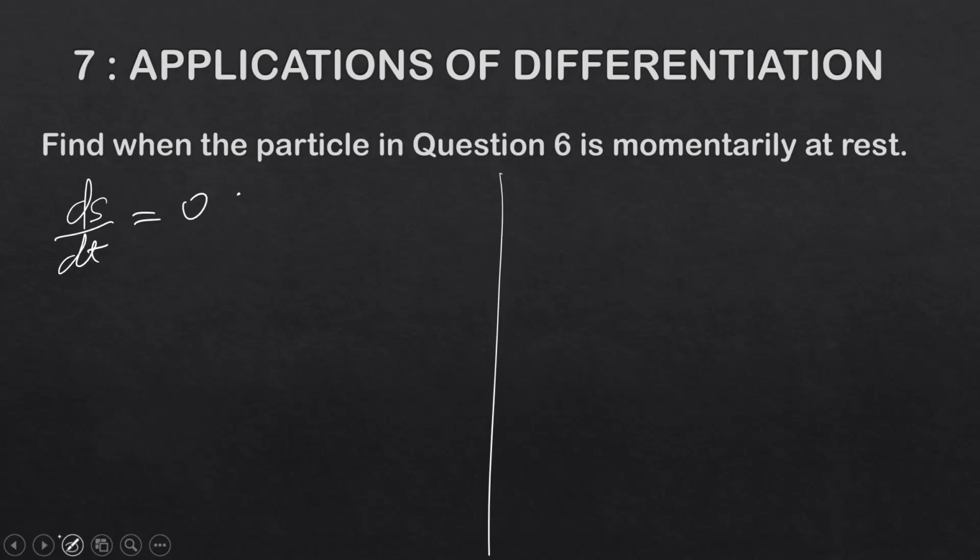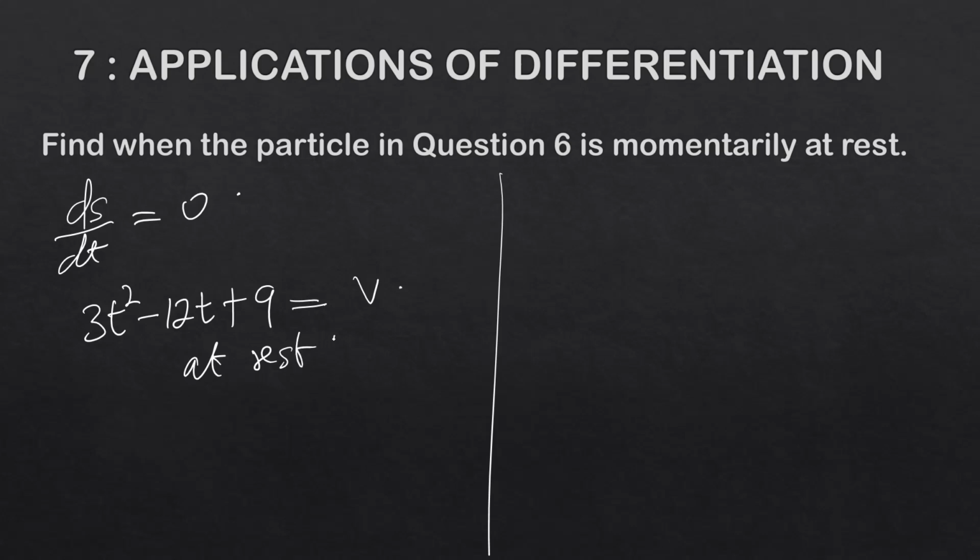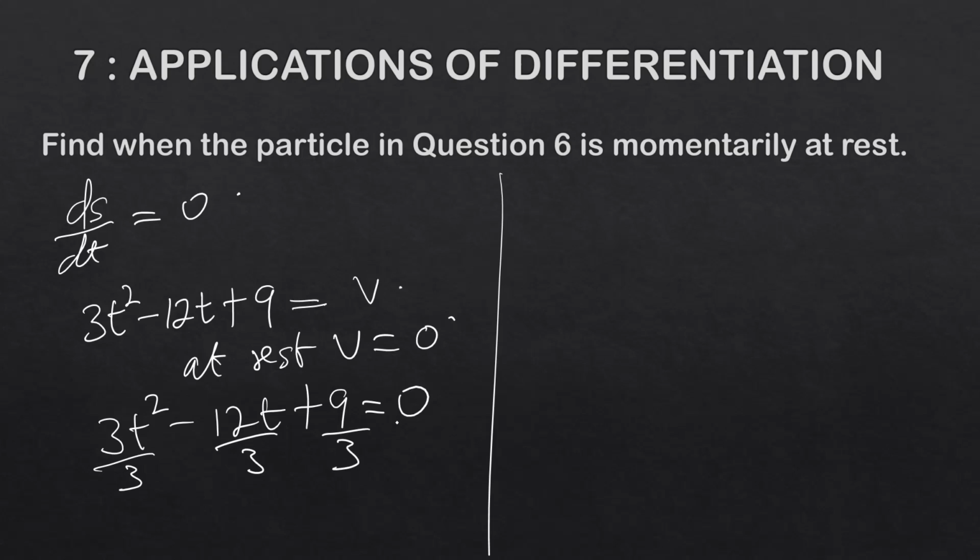So let's go back. Therefore, I'm going to say that 3t squared minus 12t plus 9, this is what we got as velocity, is equal to what? Velocity. So at rest, velocity must be 0. Therefore, I have 3t squared minus 12t plus 9 equal to 0. Now, remember, I have to break this equation down like I did initially. Divide by 3.